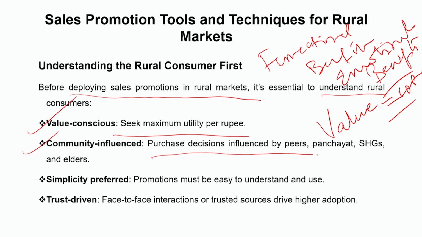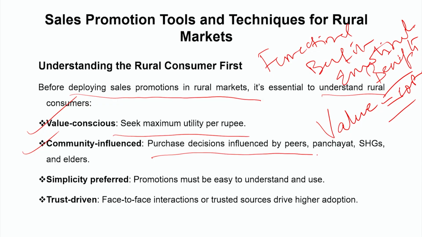Second is the community influenced. In community influence, we see that purchase decisions are influenced by peers, panchayat, SHGs and the elders. I will give an example here. Any farmer who wants to go for crop insurance is going to go for it only when he is advised by his parents, grandparents, friends, and family members. If they have gone for crop insurance by X company, they are going to follow the same.